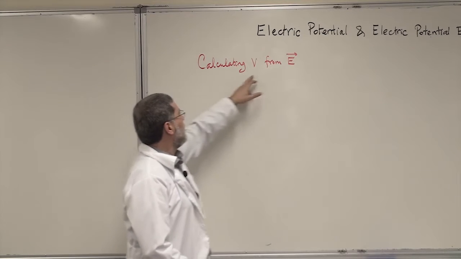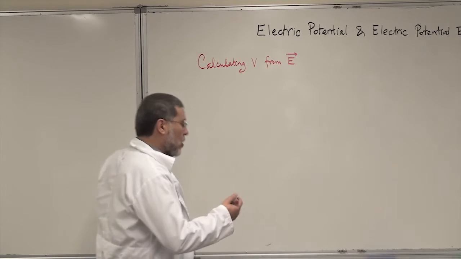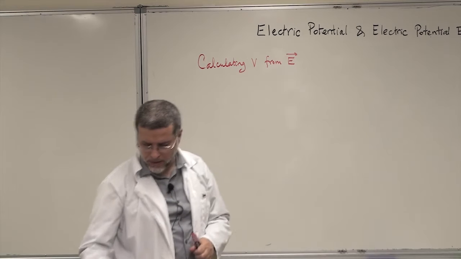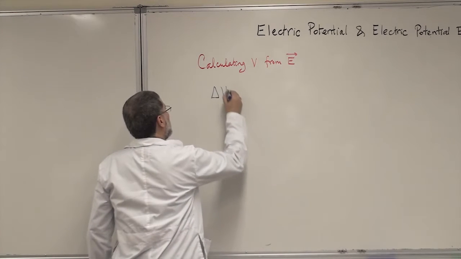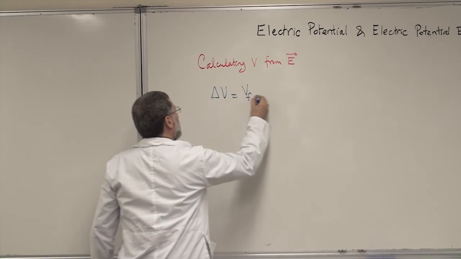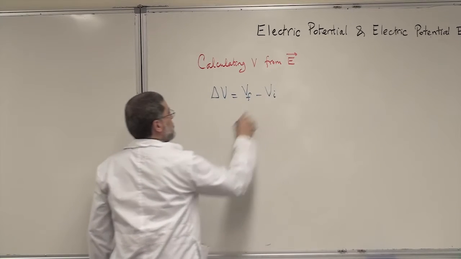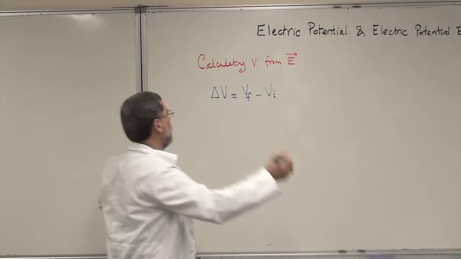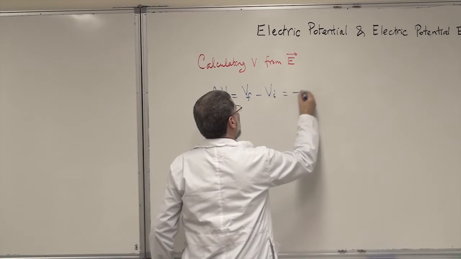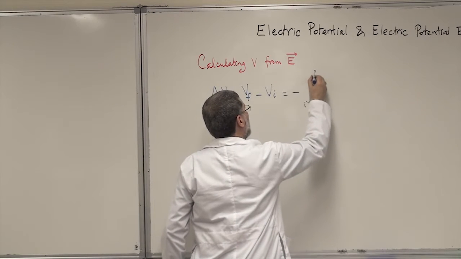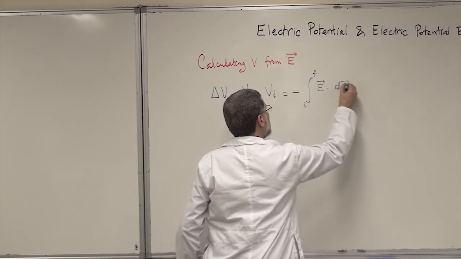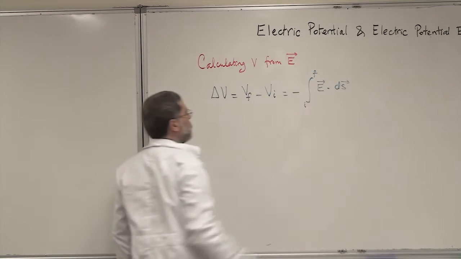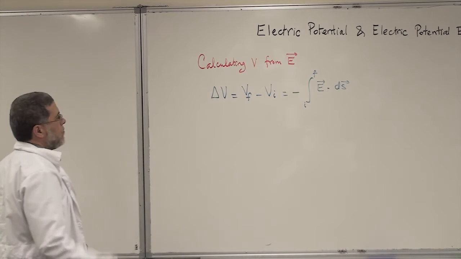How to calculate V from E? I hope you remember the equation that I wrote for you previously: delta V, which is V final minus V initial, the potential difference between two different points in an electric field, is equal to minus the integral from I to F of E dot ds. So this is the equation that you have to use to calculate V from E.